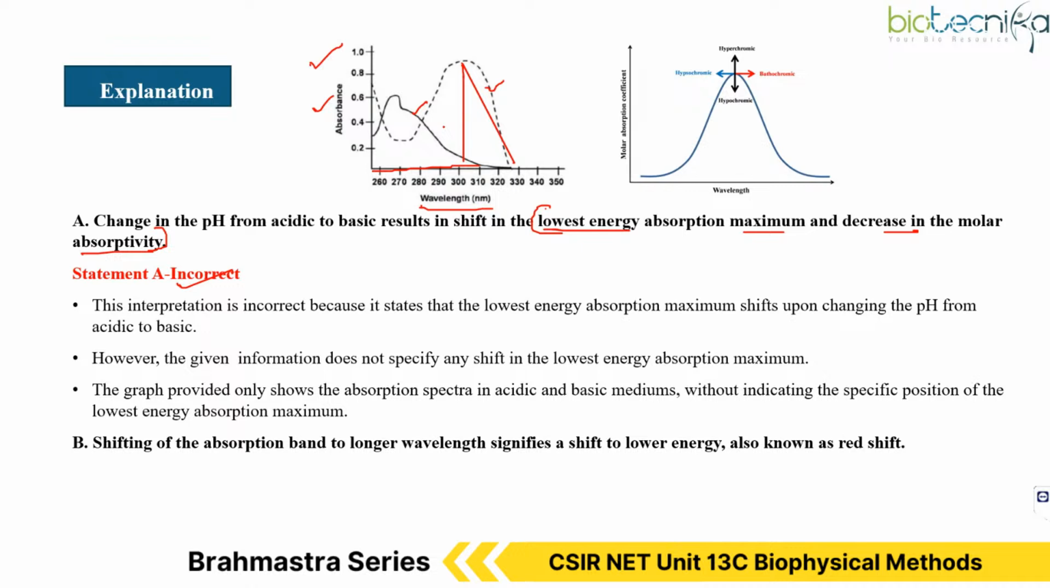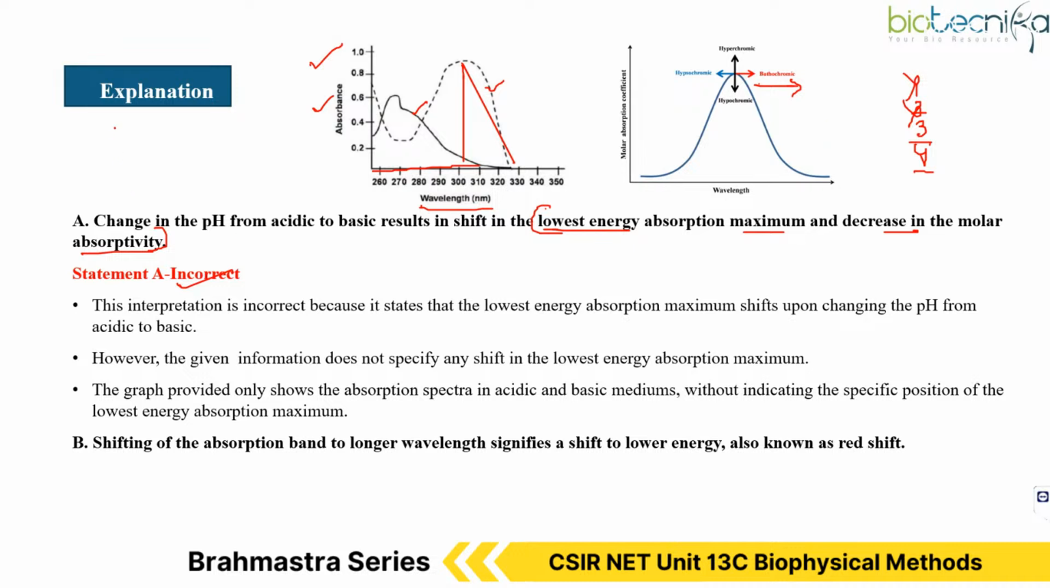So any option having statement A as an interpretation cannot be the answer. In options 1 and 2, A was given. So out of 4 options, 1 and 2 cannot be the answer. Now you're left with 3 and 4. B: shifting the absorption band to longer wavelength signifies a shift to lower energy, also known as red shift. Just now I told you that red shift is bathochromic shift, right? So if there is a shift of the absorption band to longer wavelength, certainly it's a red shift.